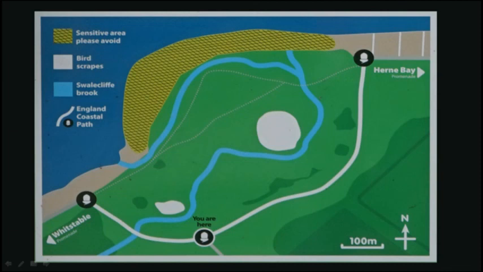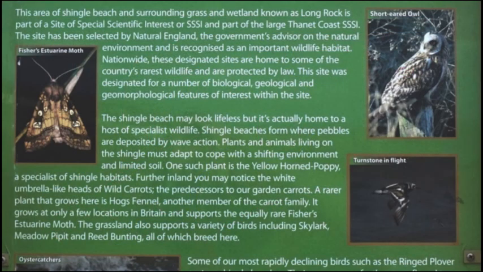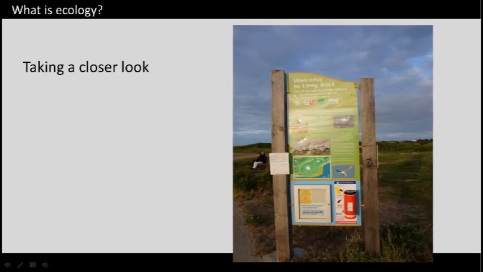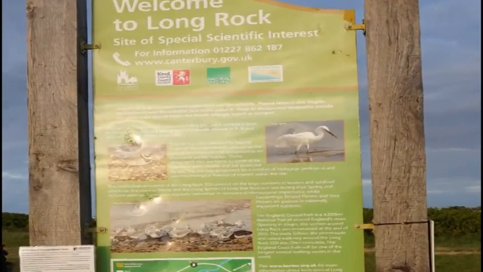Each board has pictures and descriptions of the different populations of plant and animals that make up the community at this ecosystem. For example, the Fisher's estuarine moth, short-eared owl, oyster catchers, wild carrots, yellow-horned poppies, skylark, meadow pipits and reed buntings. So these are all different populations. Let's have a closer look at this one. This has got the little egret, ringed plover, sanderlings and turnstones.